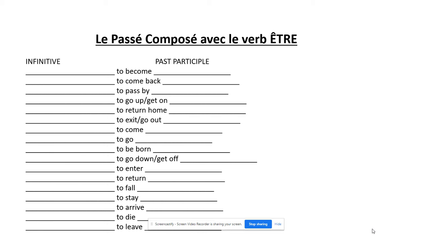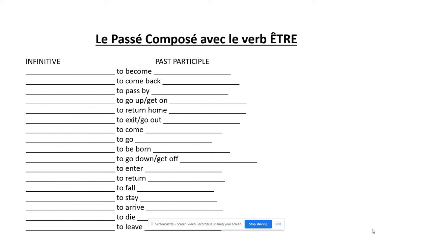So far, we've worked with the conjugation of verbs in the passé composé, and the construction has been your subject, the present of avoir, and then your past participle. We learned that in order to form a past participle for an ER verb, we drop the ER, replace it with É accent aigu. For an IR verb, we drop the IR, replace it with I. For an RE verb, we drop the RE and replace it with U. That rule does not change here.